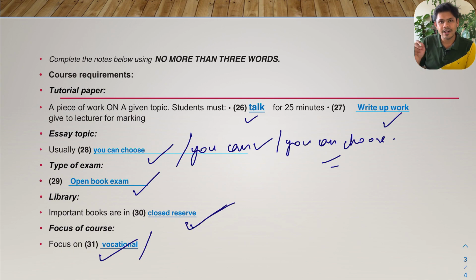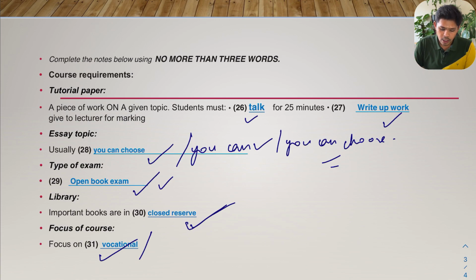Yes, closed and reserve. It has to start with a small letter, right? Type exam, and in a new line there is a blank because there's a colon. So underneath the colon there are the types that they want us to write. Because it's a new line with a new category starting, it has to be a capital letter. So I would write down "open book exam" with O as capital. Definitely book and exam, B and E don't need to be capital. Next line, "usually you can" or "usually you can choose", same line, I don't need any capital.